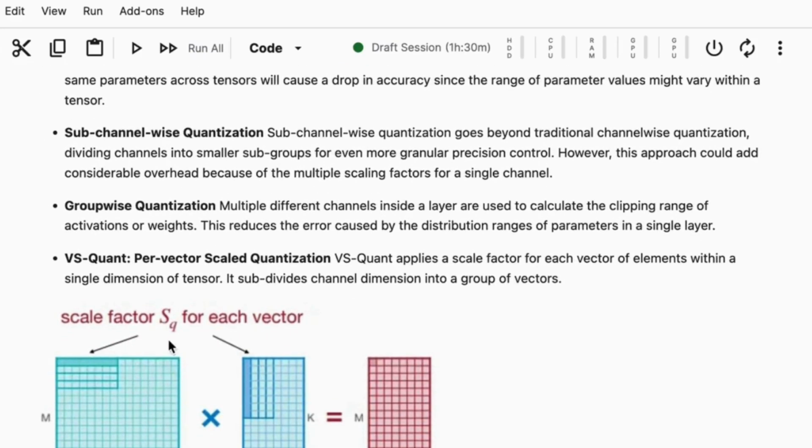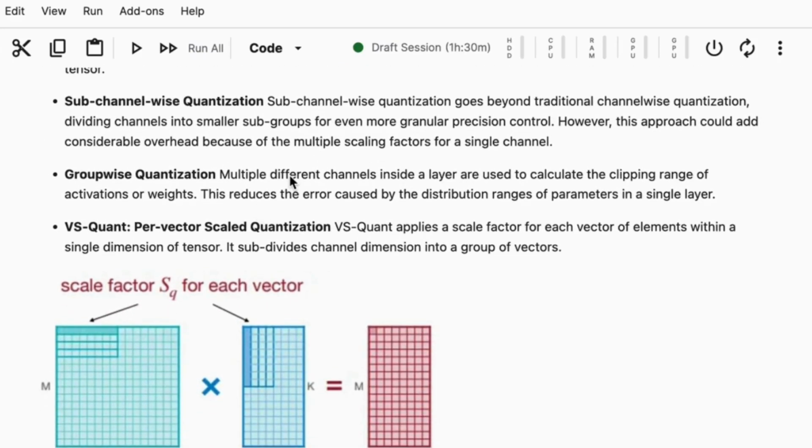Okay, so the next thing is group wise quantization. In group wise quantization, multiple different channels inside a layer are used to calculate the clipping range of the activation functions. This reduces the errors caused by the distribution ranges of the parameters, because we don't actually always use -127 to +128. Sometimes a value range can be between -10 to +10 as well. So we need to calculate the clipping range to apply the group wise quantization.